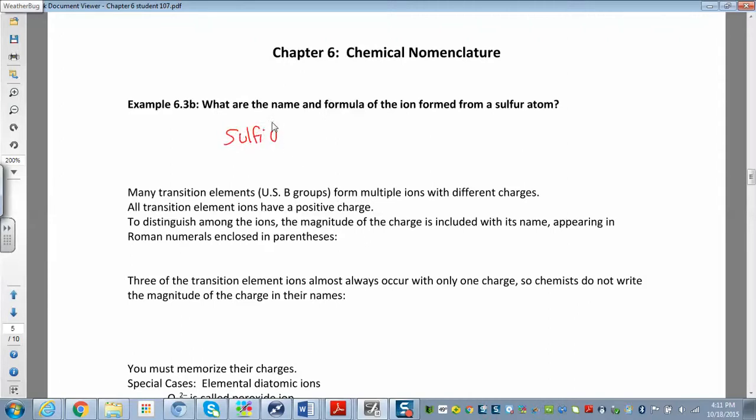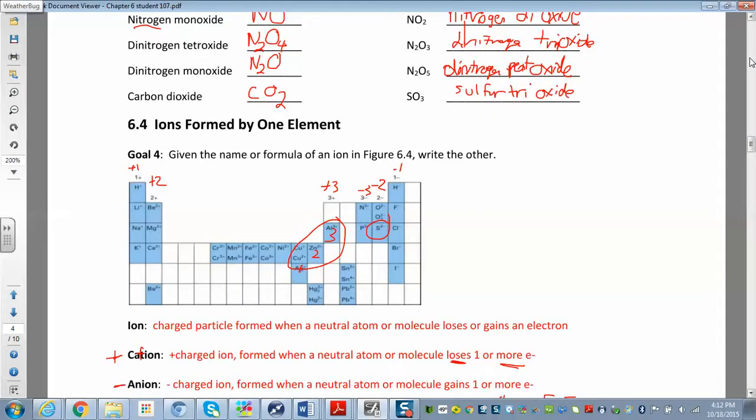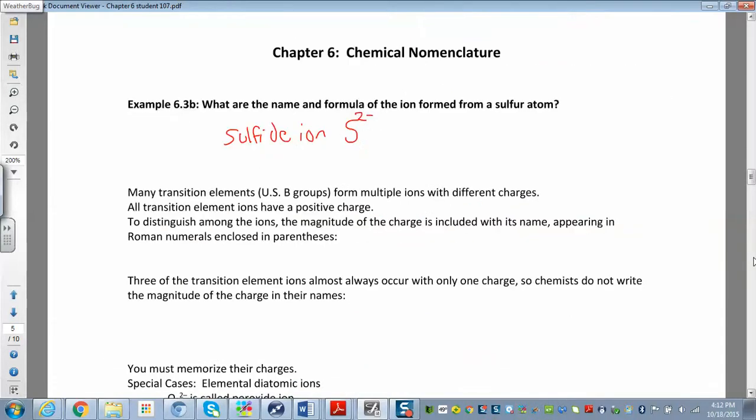That's the name of it, and the formula looks like S2 minus. So sulfide ion, S2 minus. A lot of the transition metals are going to have multiple ions with different charges. There's not too many of them that are fixed. The ones that are fixed are here. Silver is +1, zinc is +2, aluminum is +3. That's the only kind of charge that they will form if they're going to be in an ionic compound.